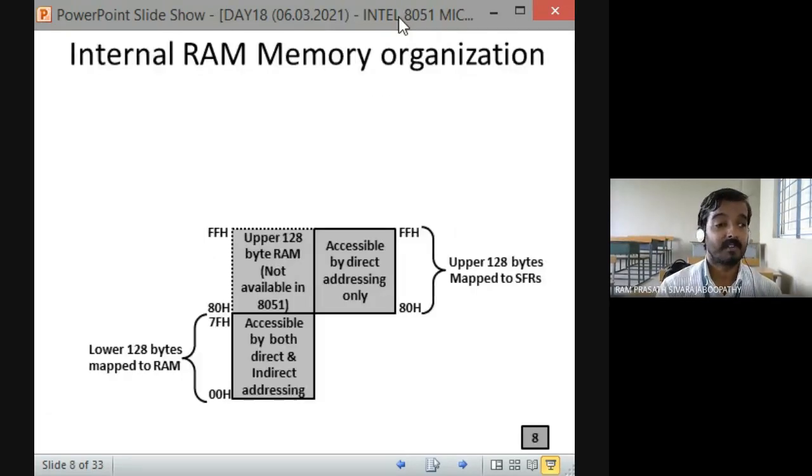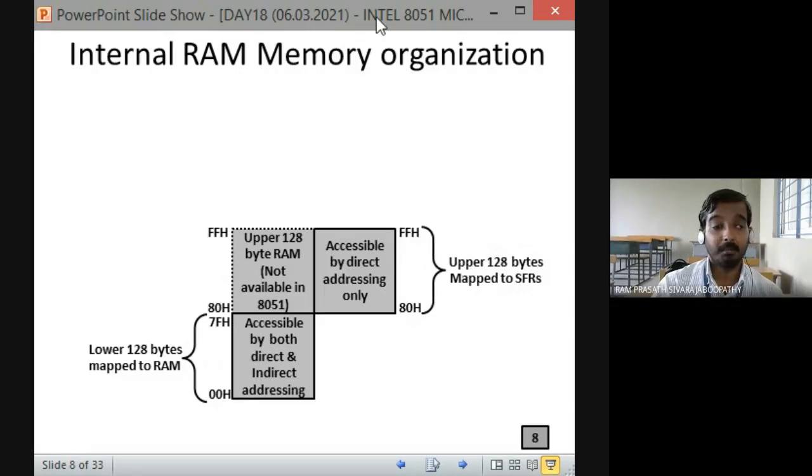So now we will go with the internal RAM memory organization. How the internal RAM is organized, we are going to see in this slide. 00 to 7F is mapped for the 128 byte RAM memory location. Then 80 to FF is mapped for the SFRs, correct? That we have already discussed.